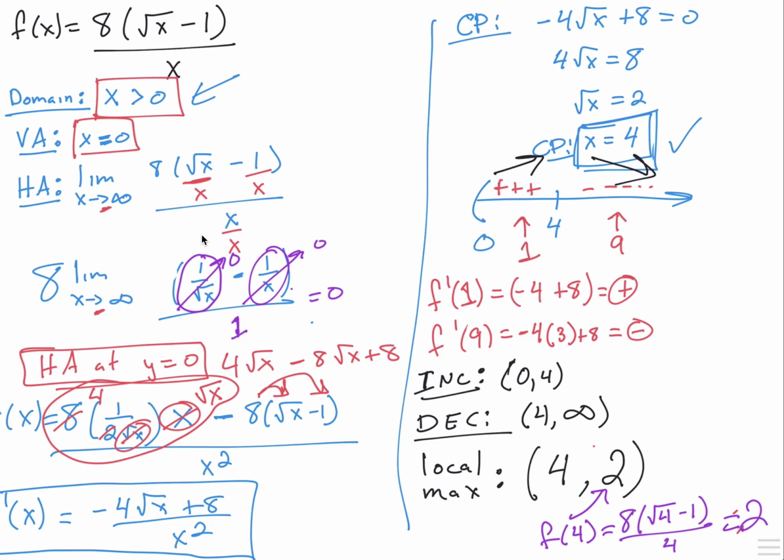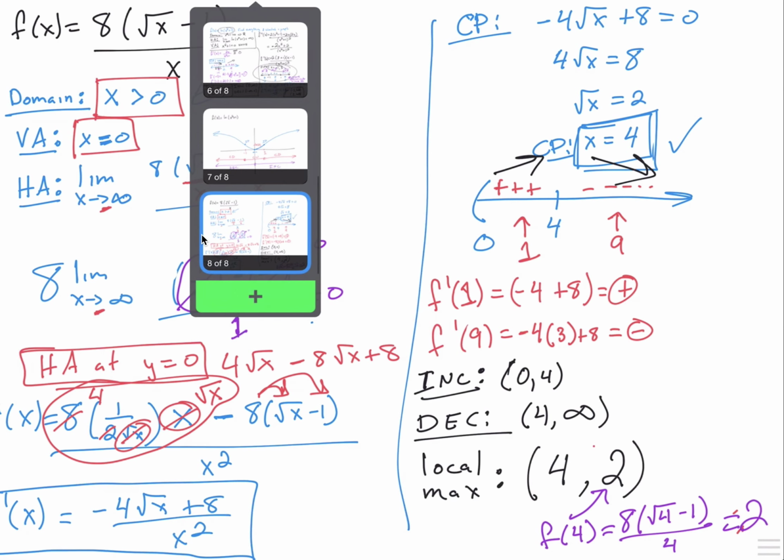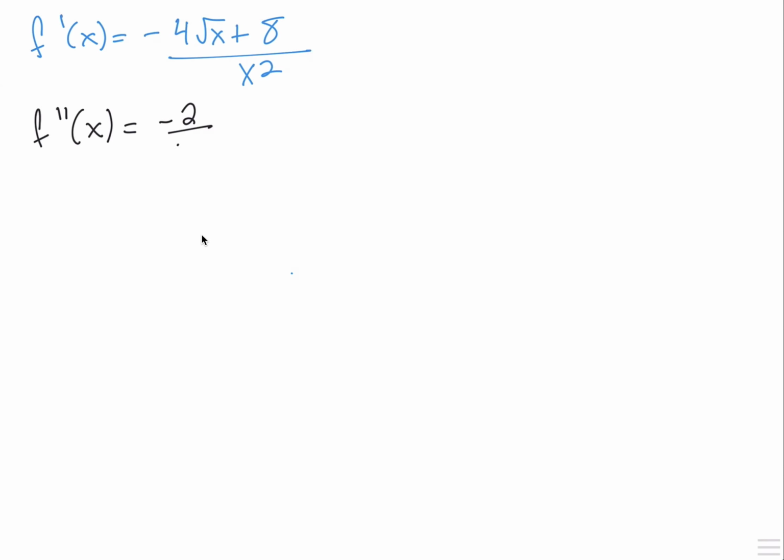Okay. So off we go then. So minus 4 root x plus 8 over x squared. This was the first derivative, right? So then the second derivative, what would that be? Derivative of the top. Minus 4 times 1 over 2 root x. So minus 2 over root x.